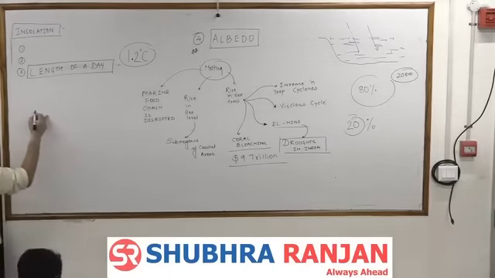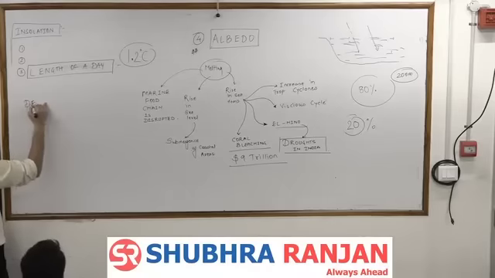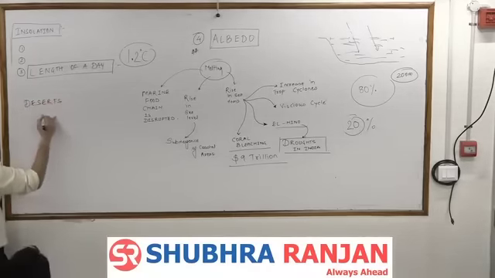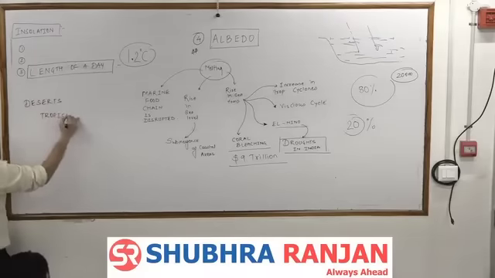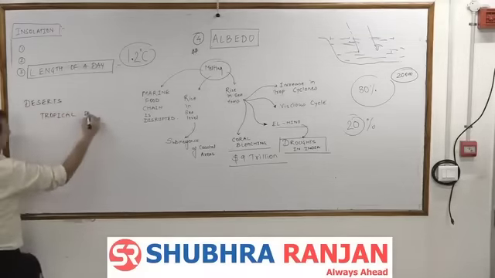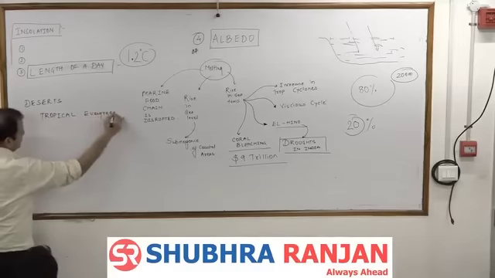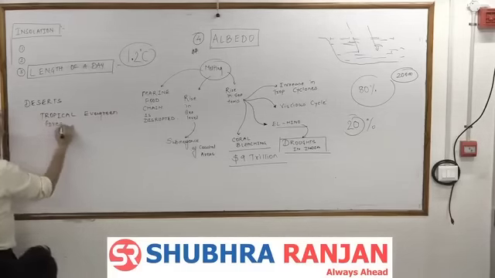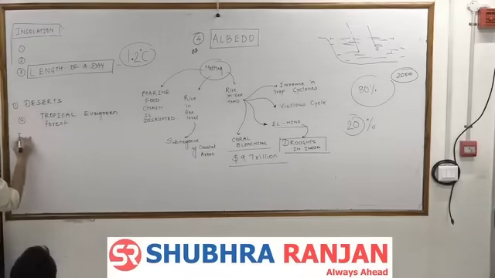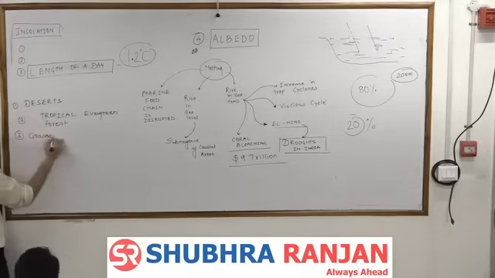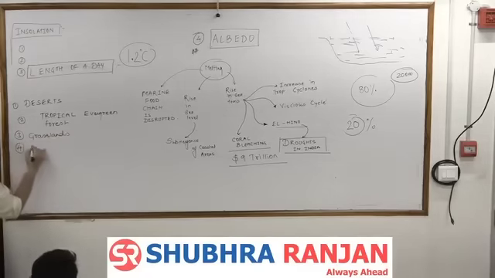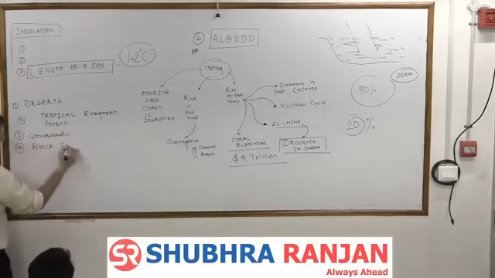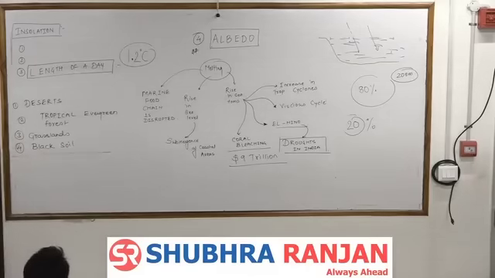So now you tell me, don't write now, just tell me here. Arrange this from highest to lowest albedo. सबसे ज़्यादा albedo किसका होगा?